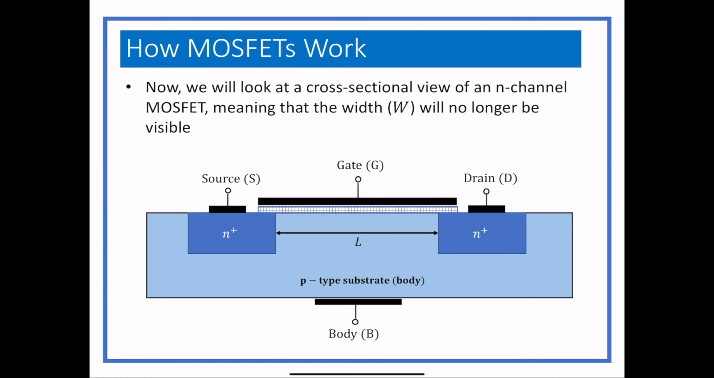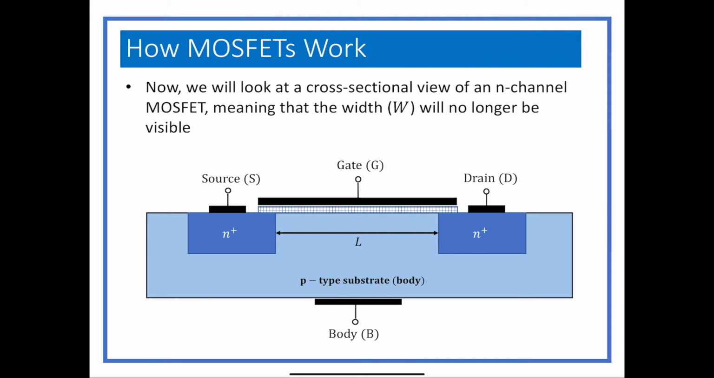We're going to look at a cross-sectional view. So it's been flipped to the front, so now the width has disappeared, but it's going into the screen. So just remember that. I know when I learned about MOSFETs, nobody ever mentioned that thing about the width going away, and I never saw anything other than a cross-section. It made it quite confusing.